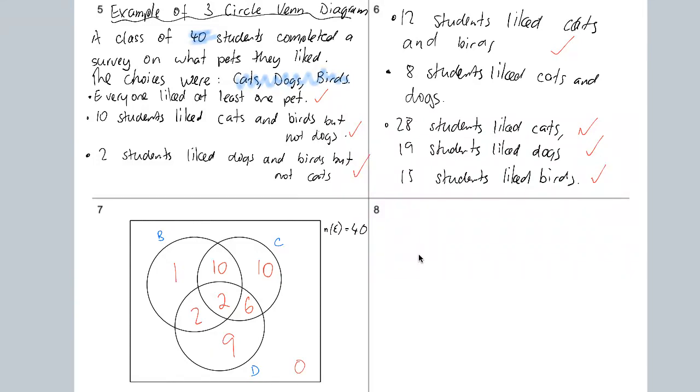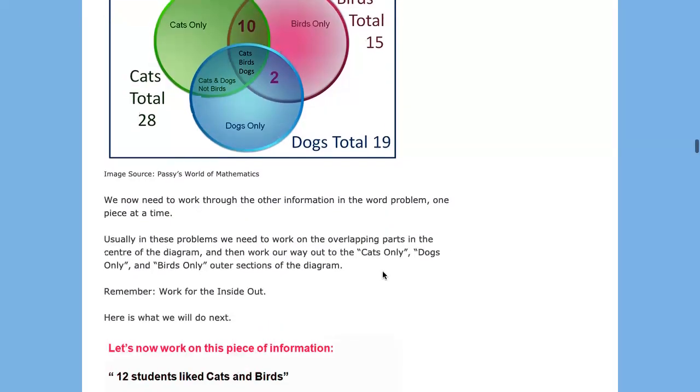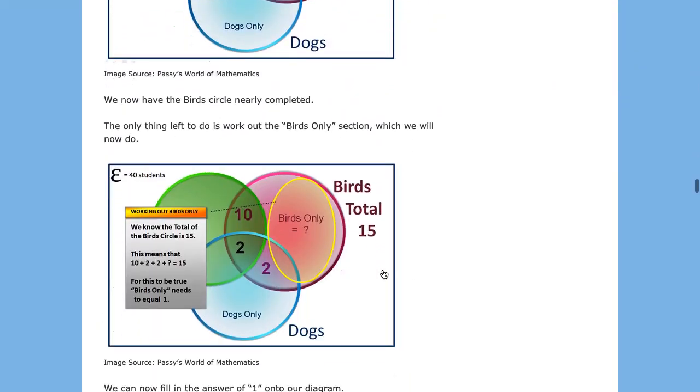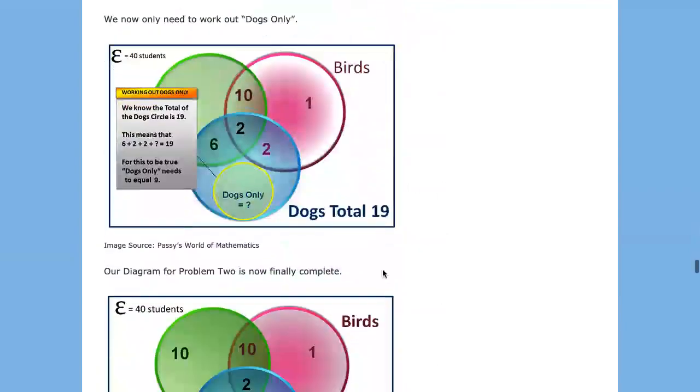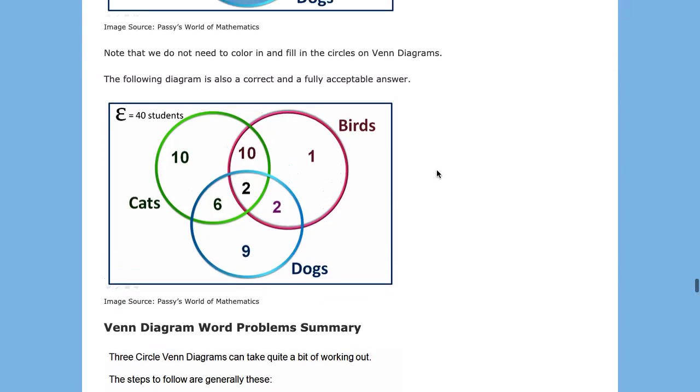And that's basically it. And then you can sort of ask questions. We can just look at our answers to make sure they are correct. Better be. Come on. Of course, it's a different order, isn't it? So cats is 10, 10's 2, 6. Yep. Birds are 1 and 2, 2, 10. Yep. And dogs are 9 and 6, 2, 2. 9, 6, 2, 2. Yep. Cool, cool, cool. And that's basically it.